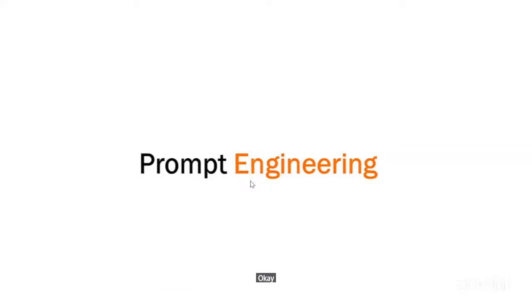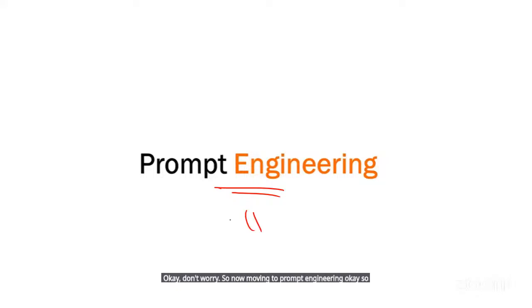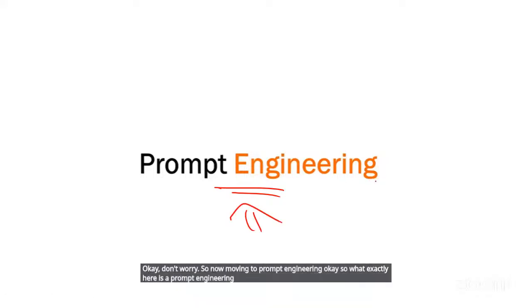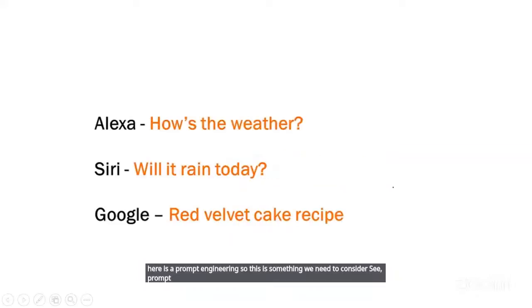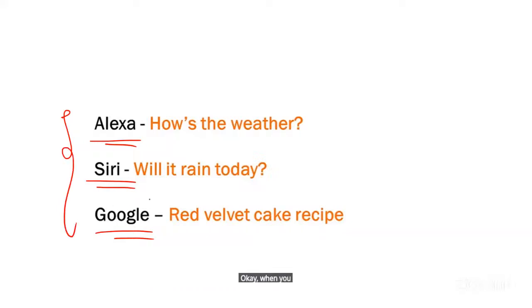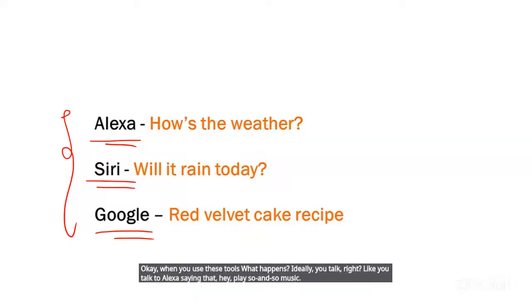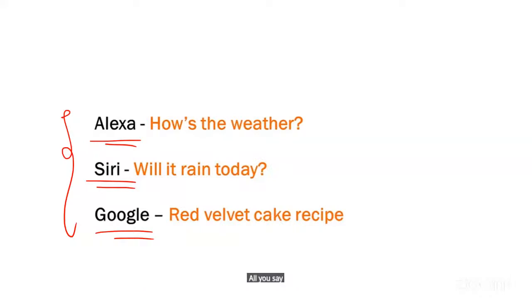Okay, don't worry. So now moving to prompt engineering. What exactly is prompt engineering? This is something we need to consider. If you have used Alexa, Siri, or Google, when you use these tools, what happens? You talk to Alexa saying, hey, play so and so music. Or you say to Alexa, how's the weather? Or what's the temperature there?